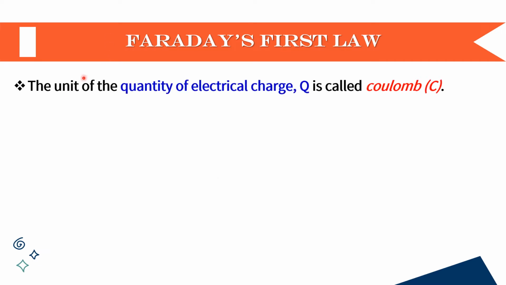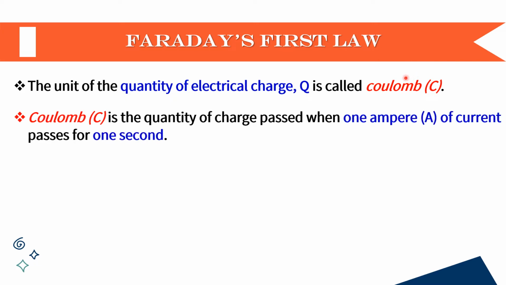So, as I mentioned earlier, the unit of the quantity of electrical charge Q is called coulomb. So, unit untuk Q adalah C. Okay, so coulomb is the quantity of charge passed when 1 ampere, A, of current passes for 1 second. Jadi, kita gabungkan dalam equation ni. So, Q equals to It.